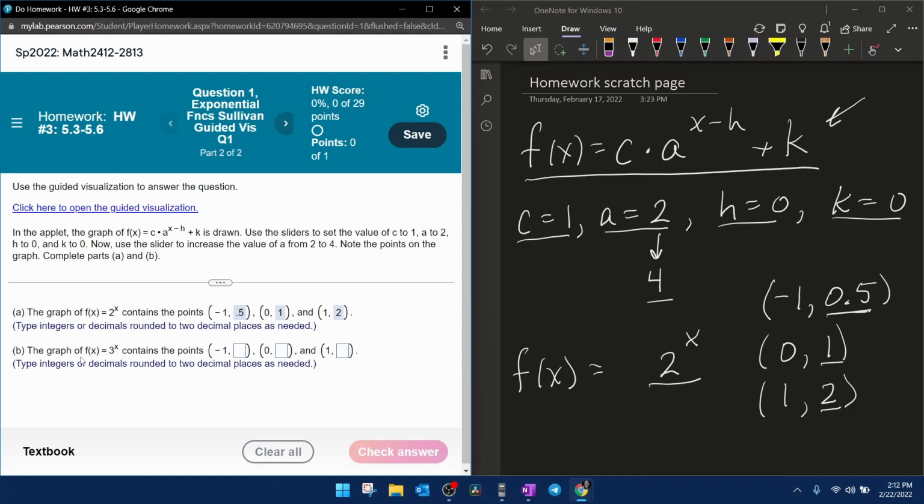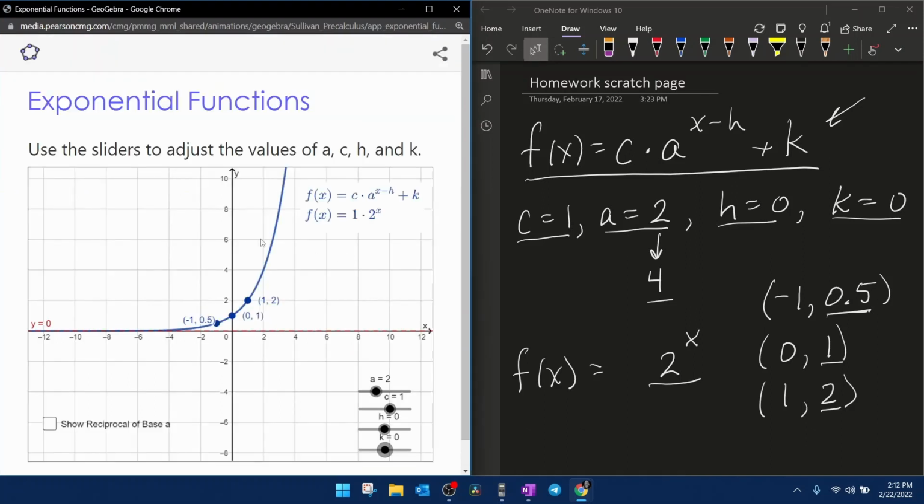Part B, graph f of x equals 3 to the x, and then give the y coordinates for the same x coordinates. Okay, so back to our app. If we want to graph f of x equals 3 to the x, notice what's going to have to change is the value of a. You can see over here in our scratch work that whatever a is gives us the base. So if we want 3 to the x, then we're going to have to change a to be 3.